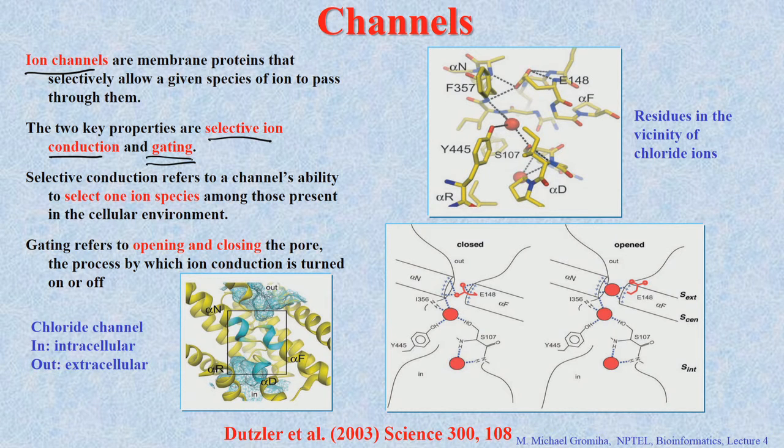The second one is gating. Gating means that in some cases the channel opens, so it allows passage, and in some cases it closes the channel. In this case the molecules cannot enter into the channel. If you see this example, this is the example for the closed and open conformation. Here the ion wants to be transported through this membrane, and here this is glutamic acid 148, which is inside the membrane.